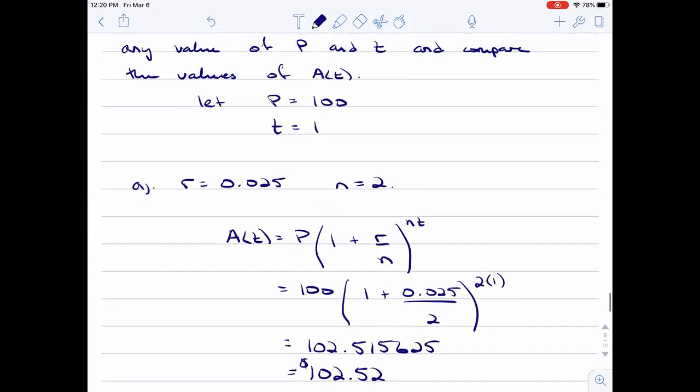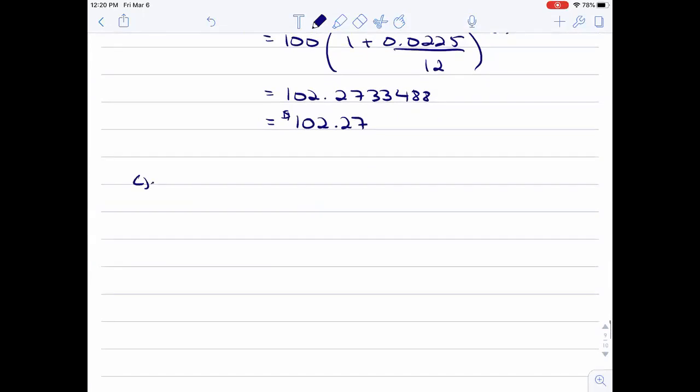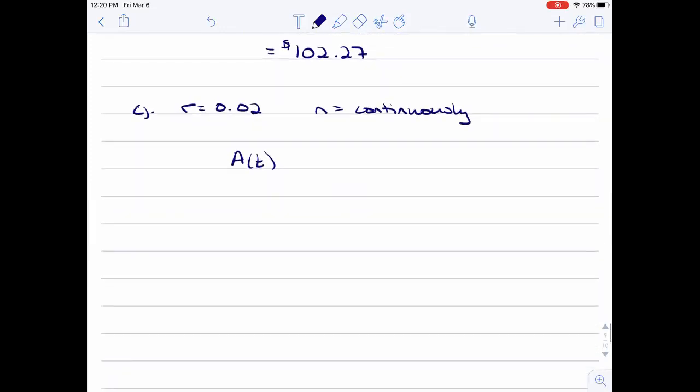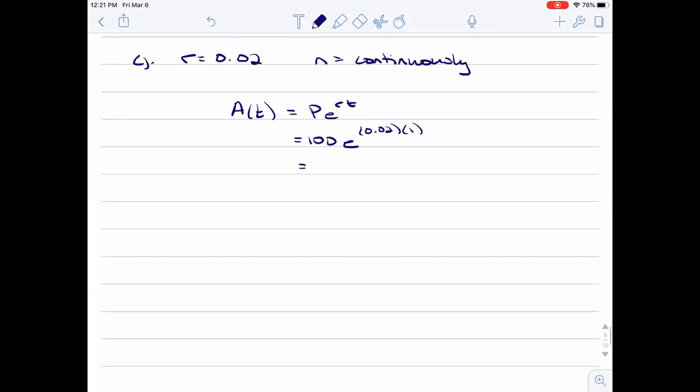So now let's compare it to 2% compounded continuously. Part C, r is 0.02 and n is continuously. So now we use that continuously compounded formula. A of t is P e to the rt. 100 times e to the power of 0.02 times 1. I get 102.020134. In dollars, 102.02.